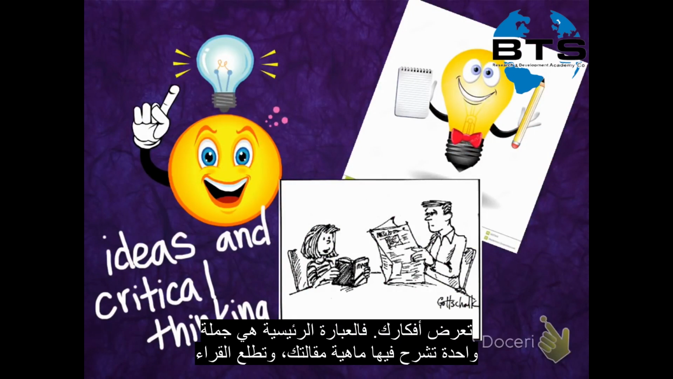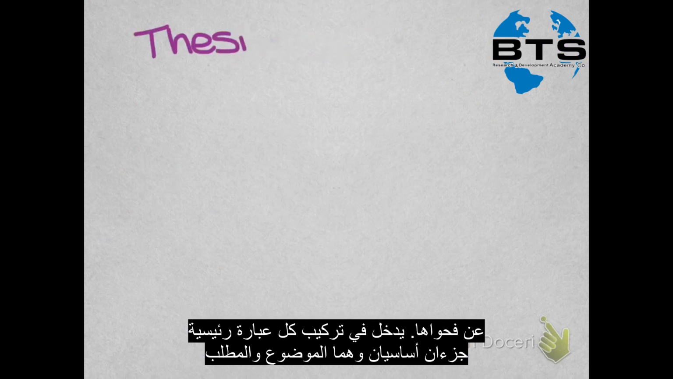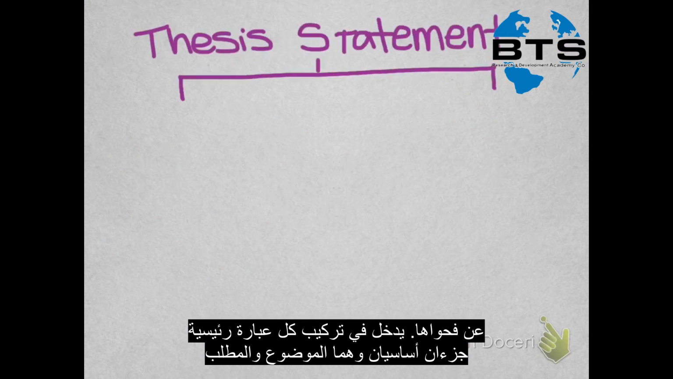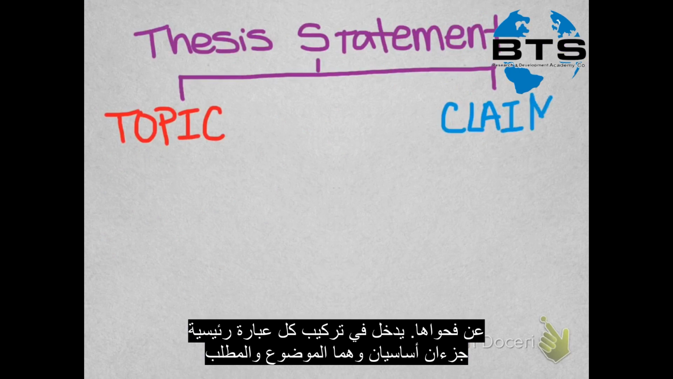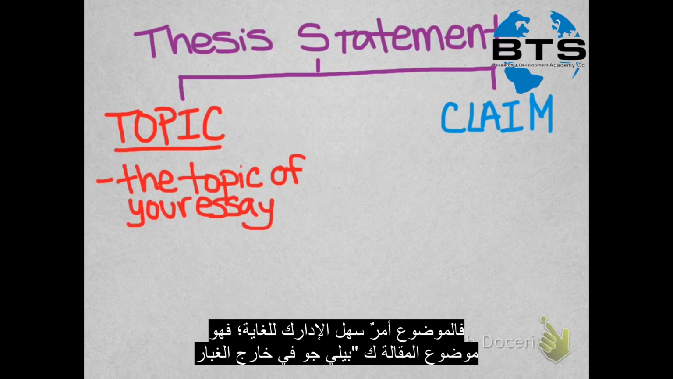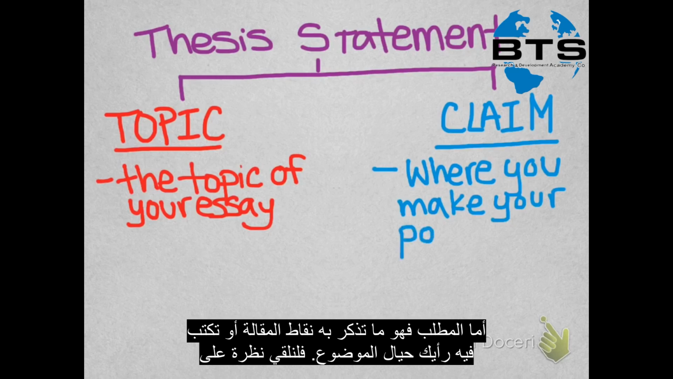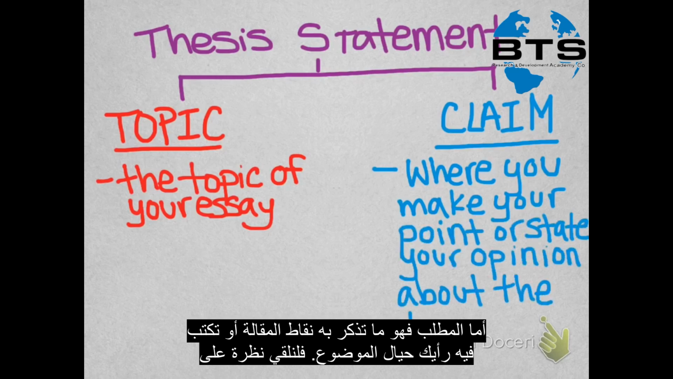A thesis statement is a one-sentence explanation of your essay that states the point of your essay and tells the reader what it will be about. Every thesis statement is made up of two essential parts, a topic and a claim. The topic is pretty easy to understand. It's the topic of your essay, like Billy Joe from Out of the Dust, or maybe Release if your essay is on The Giver. The claim is where you make your point, or state your opinion about your topic.